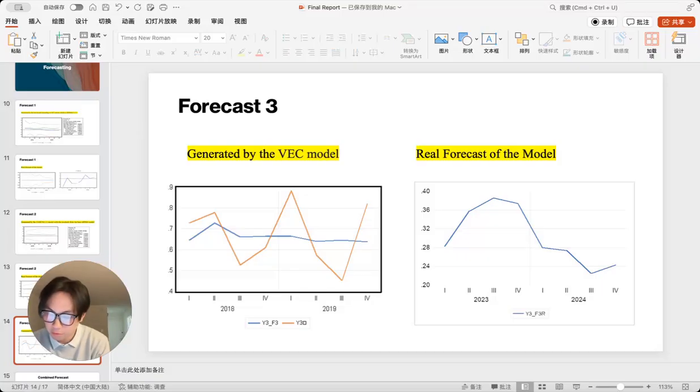For Y3, the model projects a steady increase through most of 2023, peaking around Q3 and then a noticeable decline throughout 2024 before stabilizing slightly toward the end of the horizon. This produces a clear hump-shaped pattern. It's an initial expansion phase followed by sustained easing.